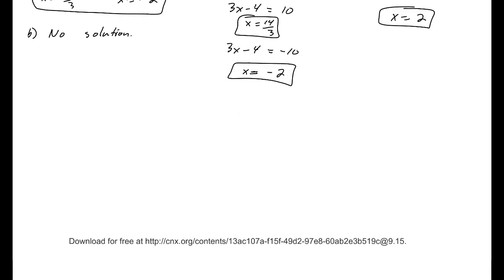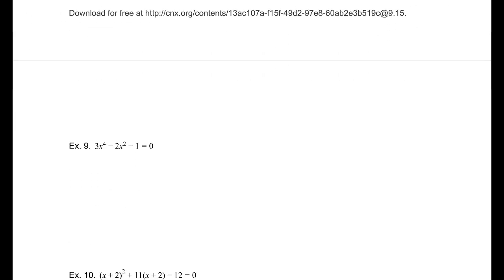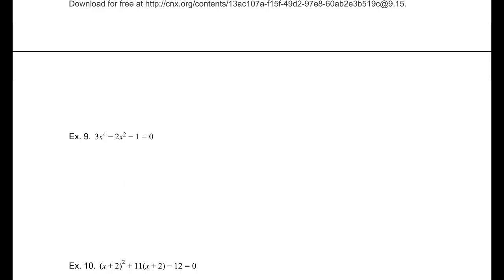All right, number 9. 3x to the 4th minus 2x squared minus 1 equals 0. Now, this is in what we call quadratic form. We have a leading term with an exponent that is double the middle term, and we have a constant here. It kind of looks like a quadratic. In fact, we can make that look even more like a quadratic by making a substitution. I'm going to say u equals x squared.